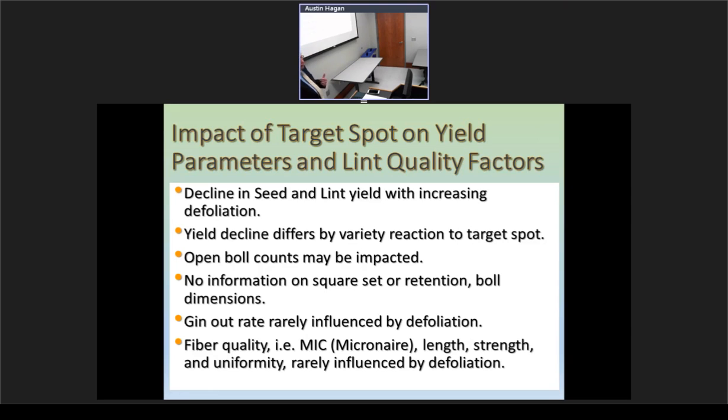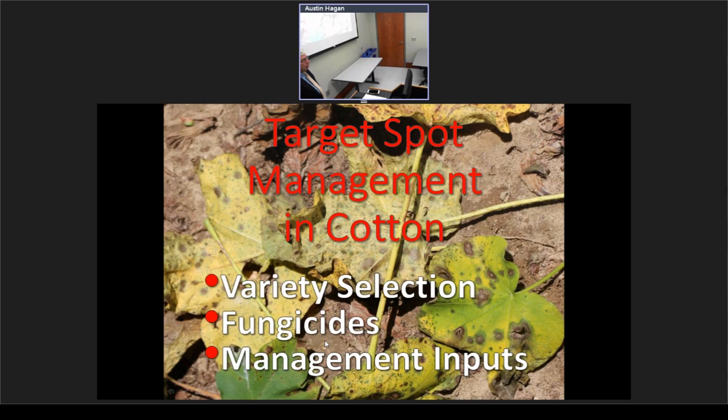We don't have any information on square set or retention or boll dimensions, because they may also play into our boll set. As I mentioned before, the gin-out rates can be influenced by defoliation, but in a lot of the trials that we've run over the past couple of years, we really don't see a close association between those two variables. And fiber quality can be, but not greatly, influenced by disease. So that brings us to target spot management. How are we going to deal with this disease in cotton?